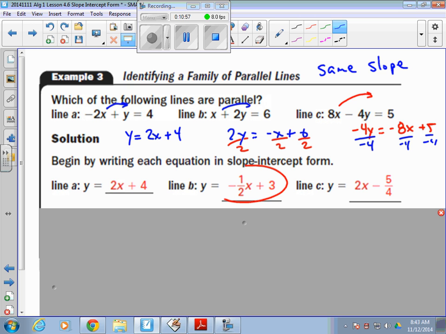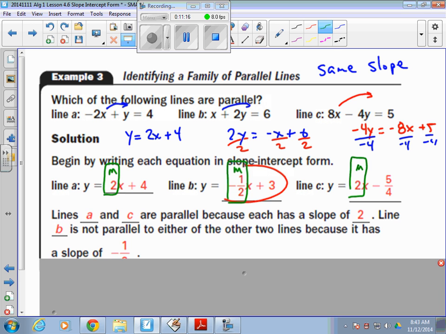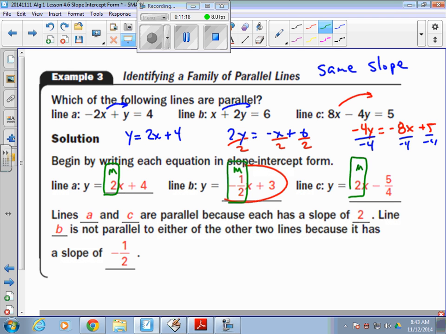When you compare these three lines, A, B, and C, you can see which ones have the same exact slope. Your m value is 2 for line A and line C, but your m value for B is negative 1 half. Even though it has the number 2 in it, it's not the same value. Therefore, line A and line C are parallel because they have the same slope of 2, and line B's slope is negative 1 half.